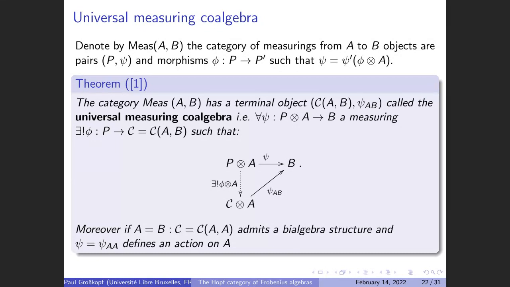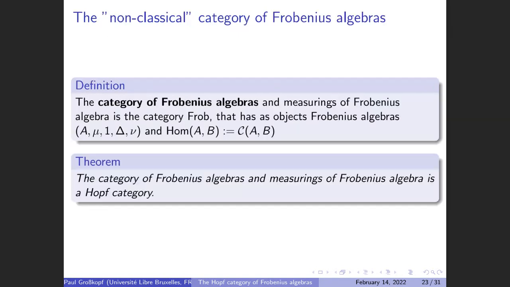So this is a really powerful theorem, and we use it by defining a new category, which I call the non-classical category for Frobenius algebras. Instead of using all Frobenius algebra morphisms, I consider my Hom space to be this universal measuring coalgebra. So in this new non-classical category for Frobenius algebras, this forms a Hopf category.